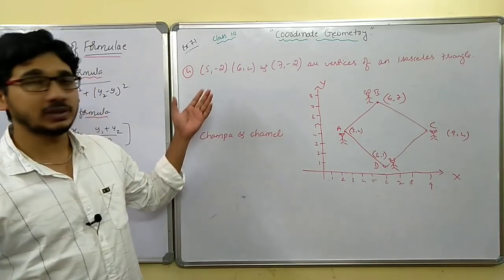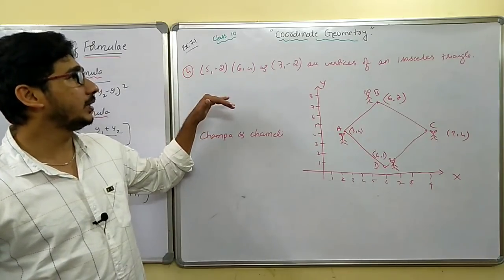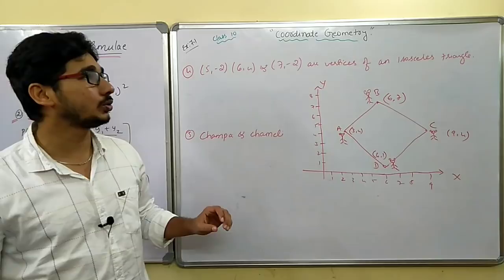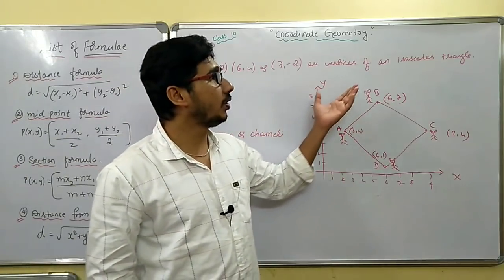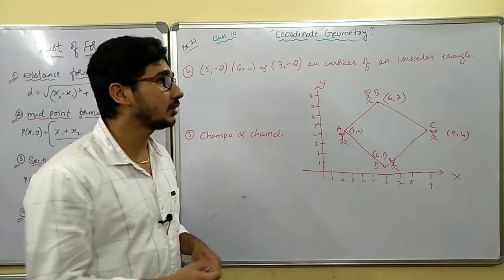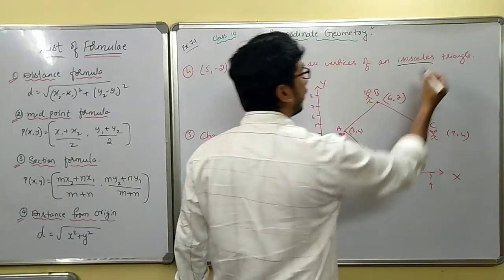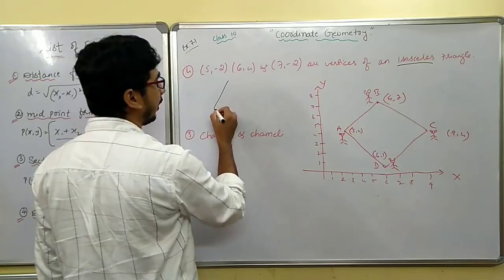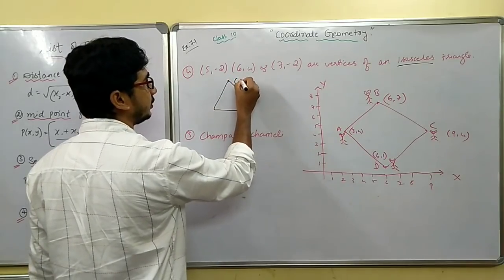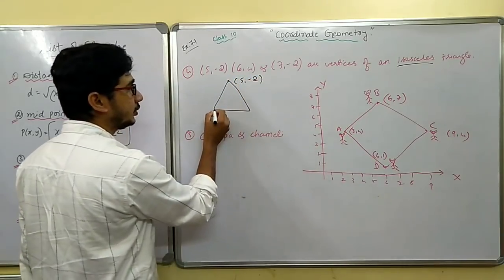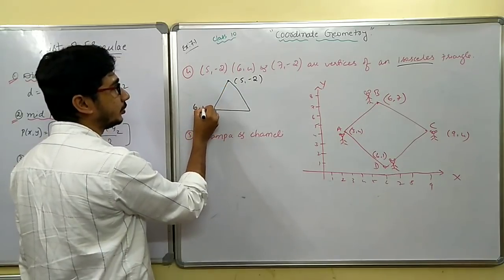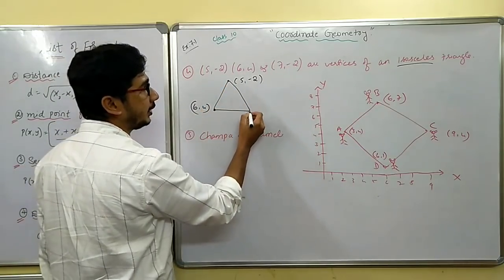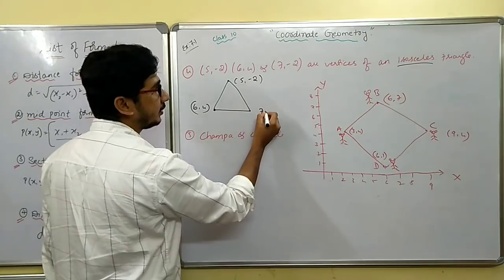They have given the points like this: 5 comma minus 2, 6 comma 4, 7 comma minus 2 are the vertices of an isosceles triangle. They are asking whether it is an isosceles triangle or not. So I'll write the values here. For this point I'll consider 5 comma minus 2, for this point 6 comma 4, and for this point 7 comma minus 2.